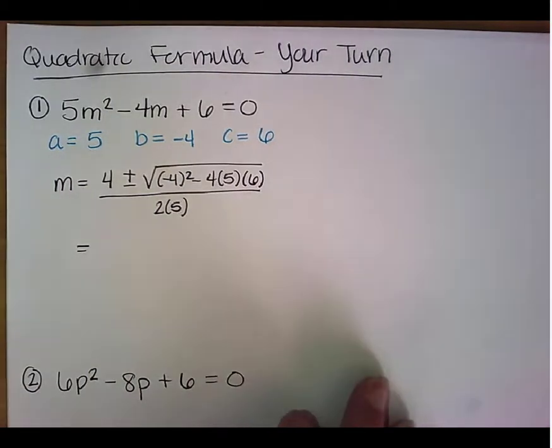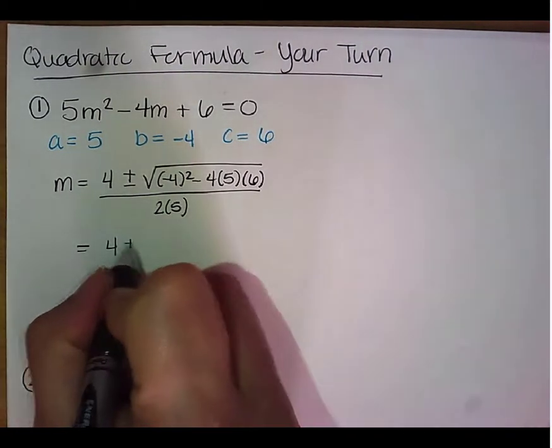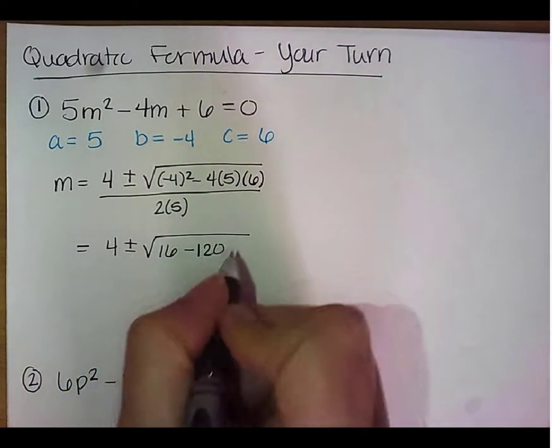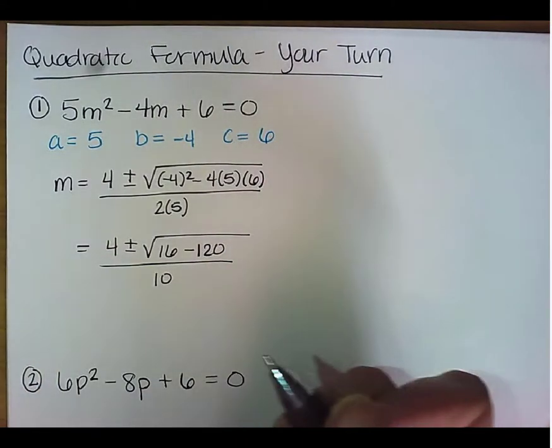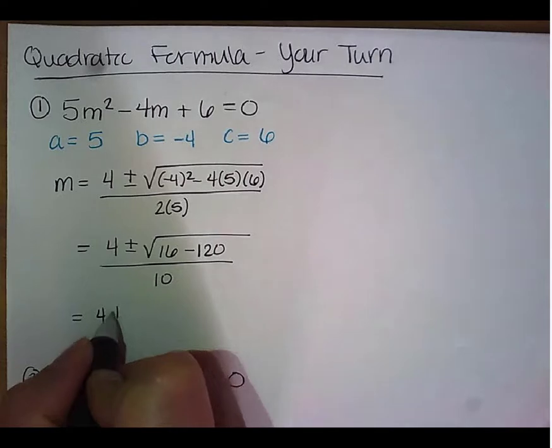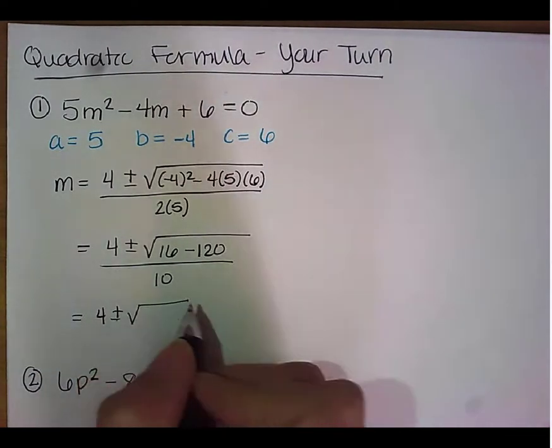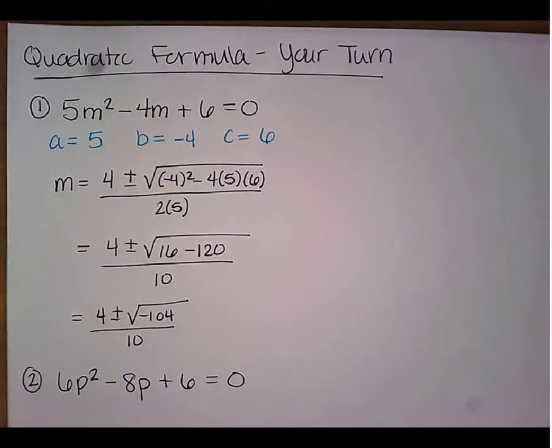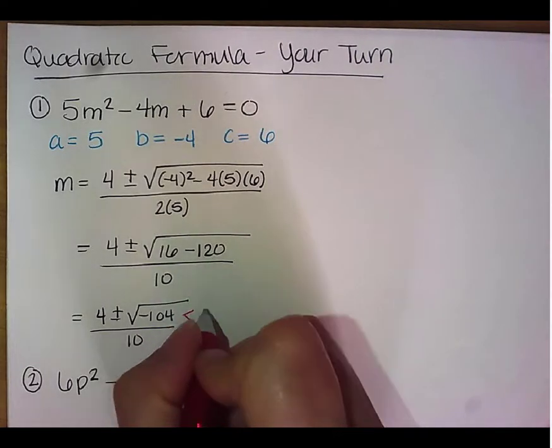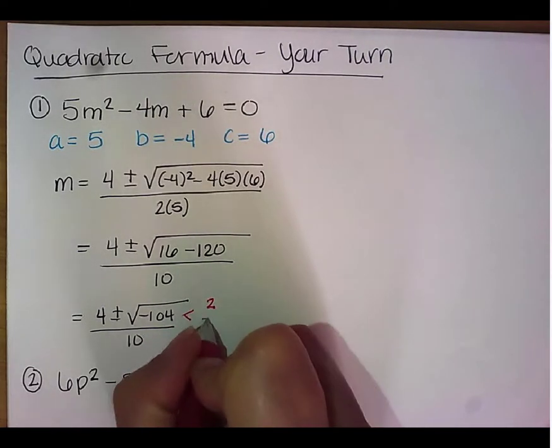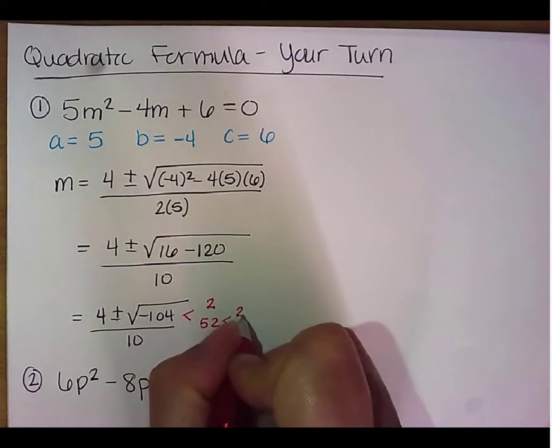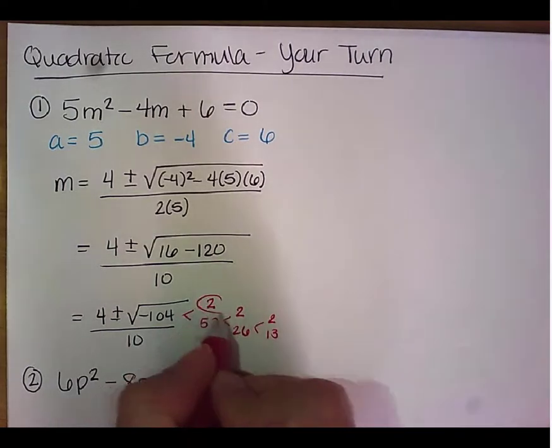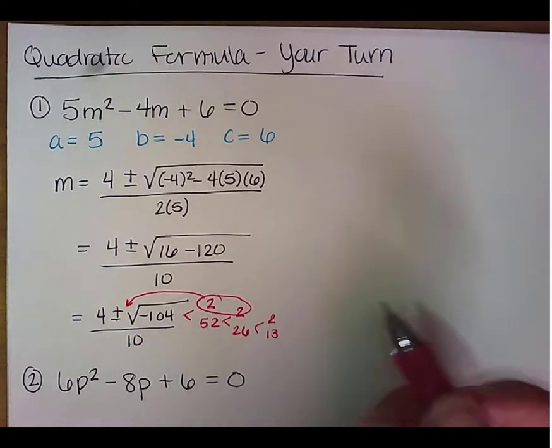So just simplify that down. We've got 4 plus or minus the square root of 16 minus 120 over 10. Keep on going. So we've got 4 plus or minus the square root of -104 over 10. Breaking down 104, this is going to be 2 and 52. This will be 2 and 26. This will be 2 and 13. So we do have a pair of 2's that we're going to pull out here in front of our radical.